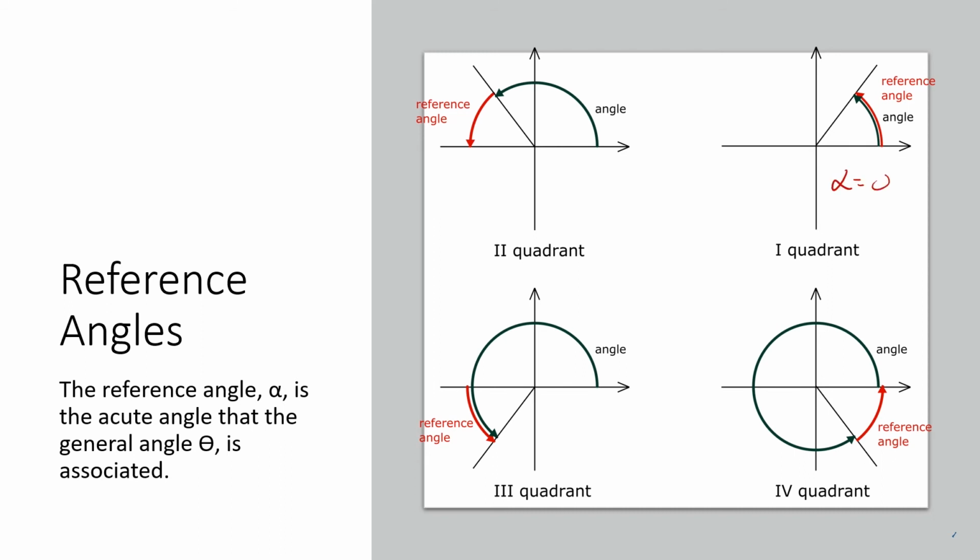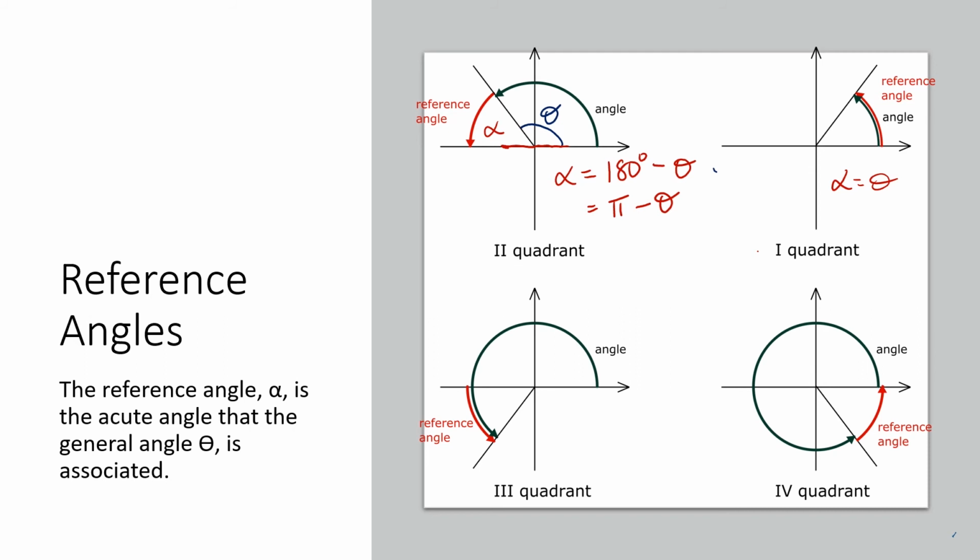In the second quadrant, however, where our obtuse angles lie, our reference angle will be right here and our general angle is the actual angle we are examining. So therefore, our alpha or the reference angle is related by subtracting our general angle from 180 because this straight line is 180 degrees. In radians, this would be pi minus theta.